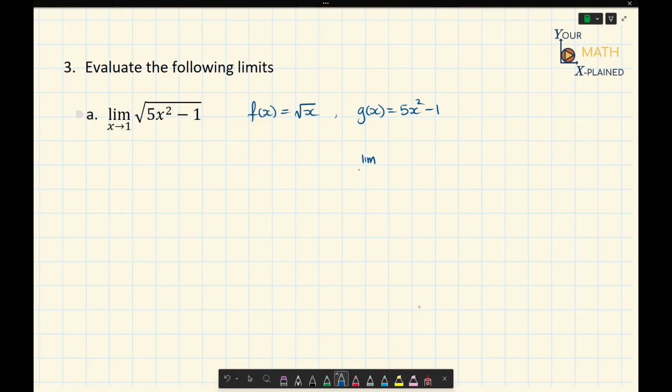So the limit as x approaches 1 for our inside function is equal to 5 minus 1, which is 4. And our outside function here, square root of x, is continuous when x is equal to 4. So therefore, we can use the first theorem to say that this is the same as taking the square root of the limit as x approaches 1 of our inside function, which is 5x squared minus 1. And since we've evaluated the inside limit to be equal to 4, this is equal to the square root of 4, which is equal to 2.